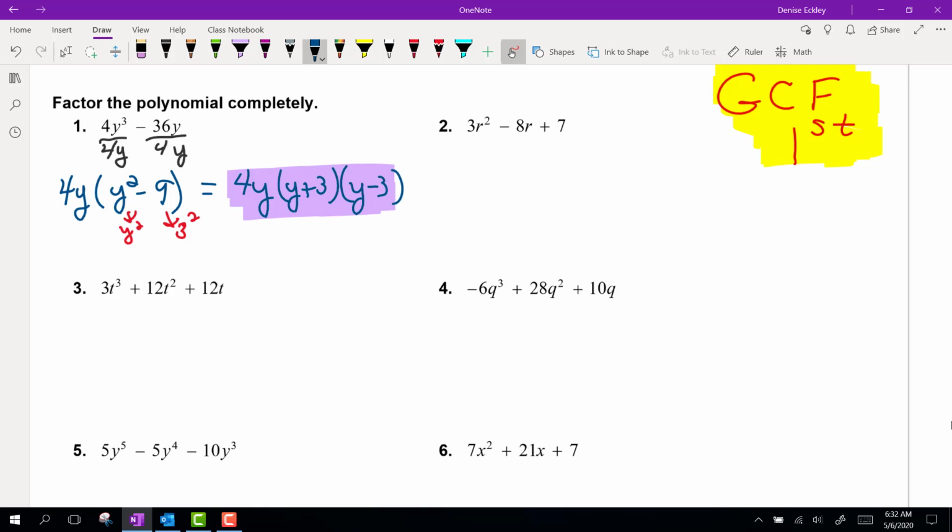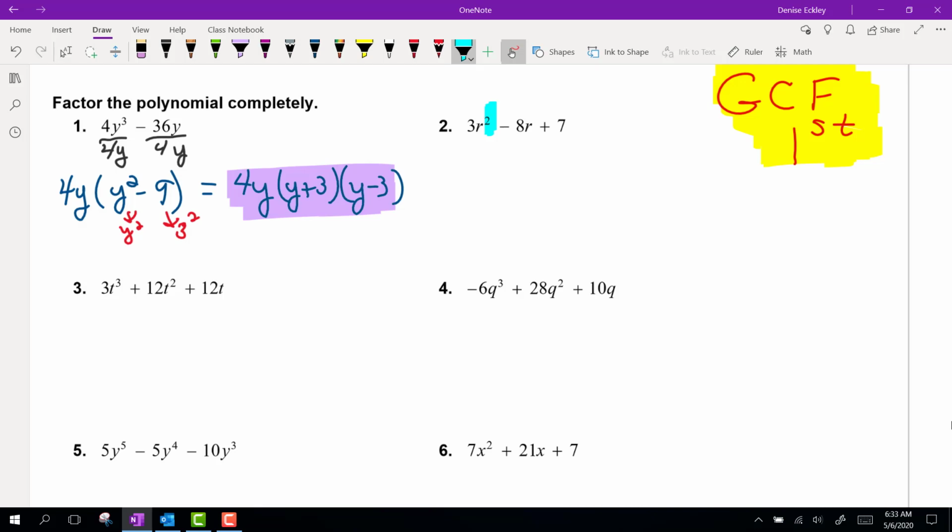Number 2 is a trinomial. So let me first look for a GCF. I do not have one. 3 and 7 are prime numbers, so I'm not going to have one. And it's a quadratic trinomial. So there are 2 ways I can factor this. I can factor it with the X, or I can factor using grouping.